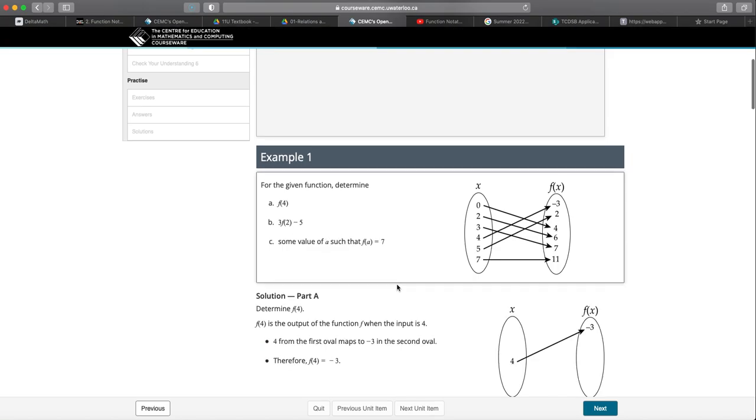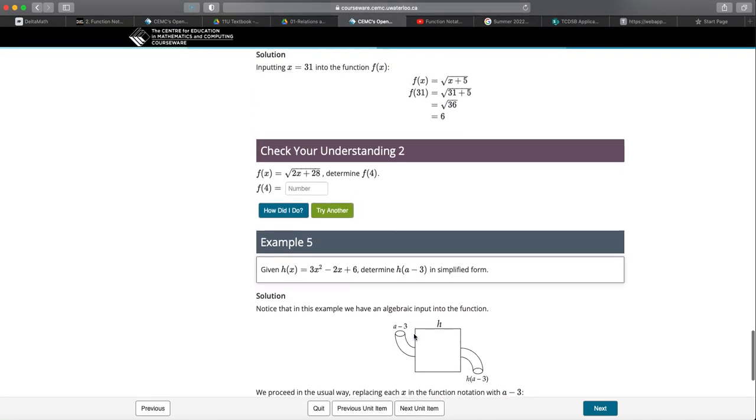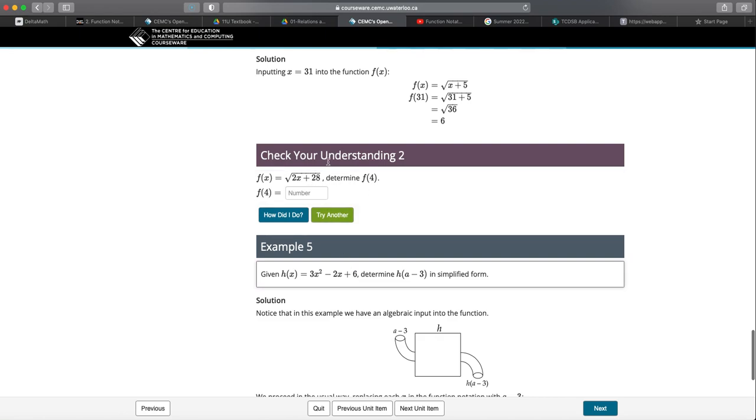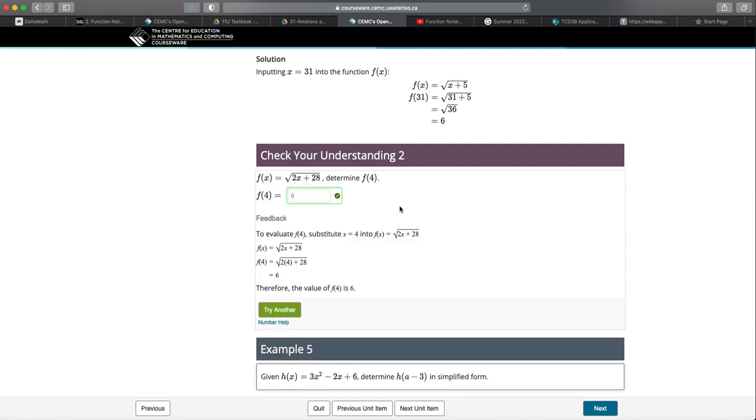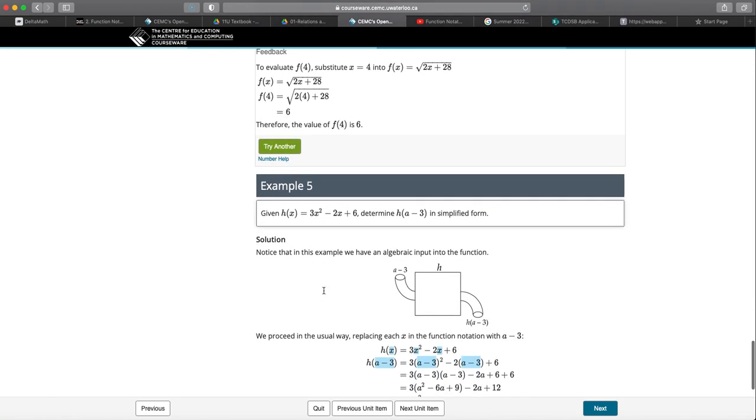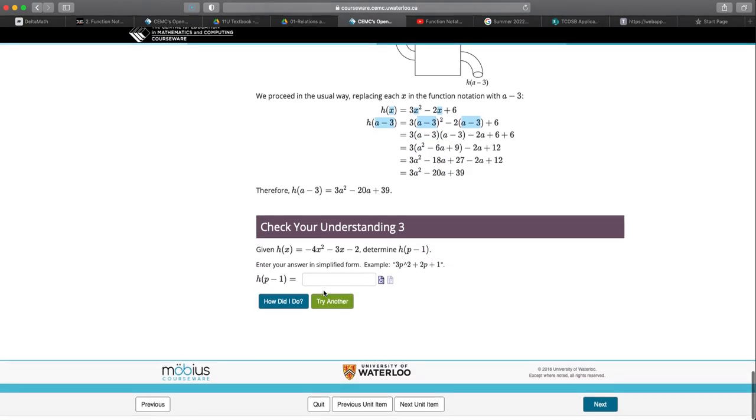I think it likes you to try your understanding. So check your understanding, f of 4. If I plug in 4 for x here, we have 2 times 4 is 8, plus 28 is 36. Square root of 36 is 6. And so we can check how we did. And boom, we got it. Lots of good little things there.